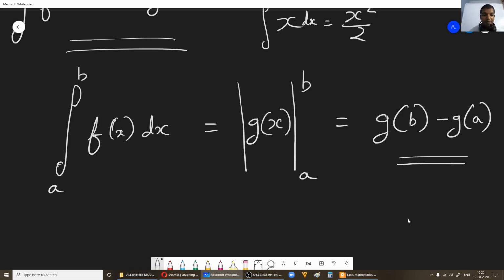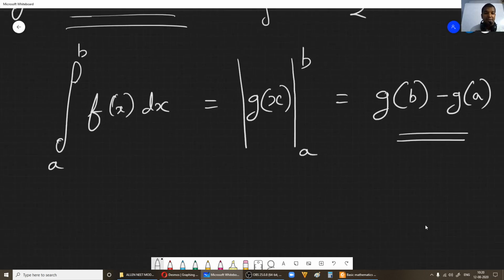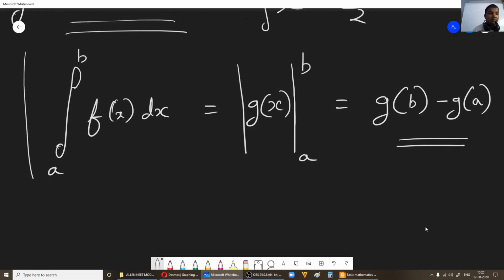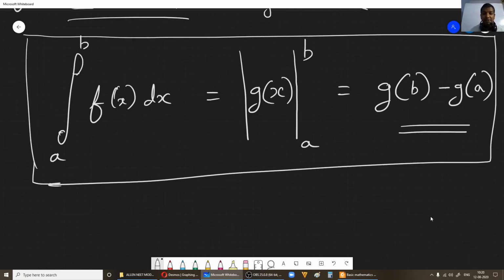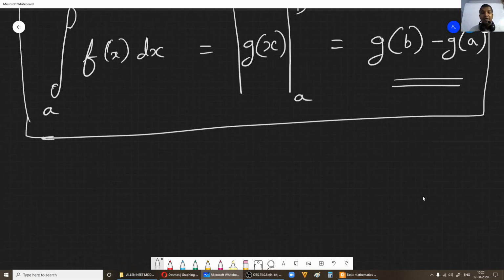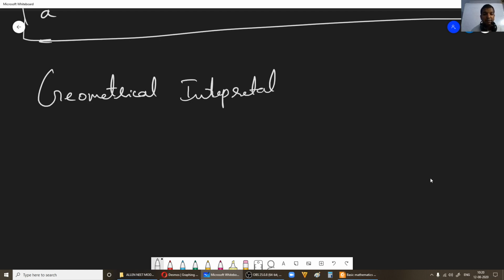Now we will do a good number of examples so that you will understand this. Definite integration has a lot of applications, which you will see in physics also, in many chapters and many numericals. Now let us see how it helps. Before going to that, let us try to understand the geometrical interpretation of definite integrals.